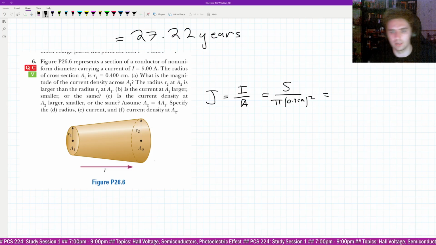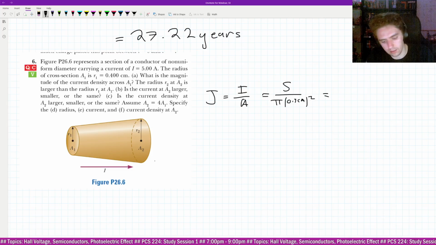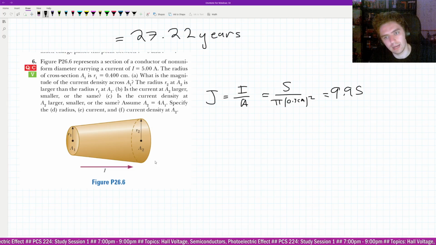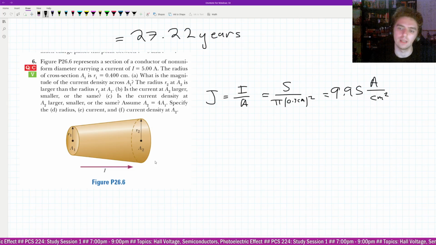So that's going to be 5 over pi times 0.4 squared, which gives me 9.95. And what units are these? This is amps, which is charge per second per meter squared. No, you can just say amps. So this is just amps per centimeter squared. There, that's the answer for part A.